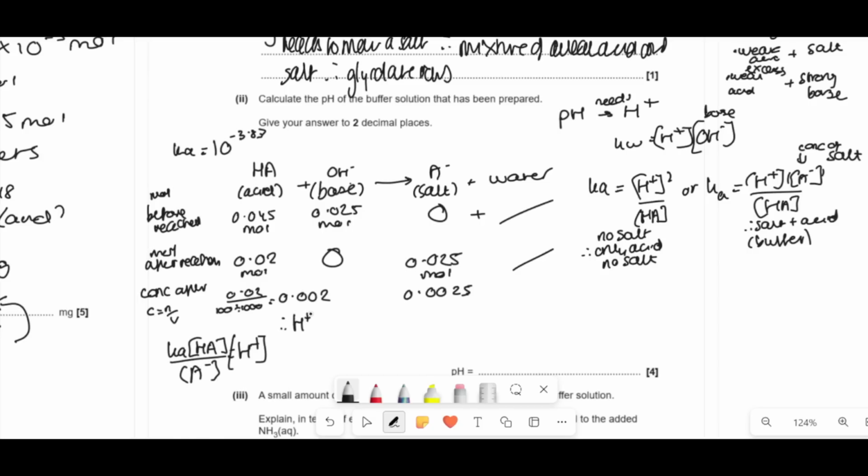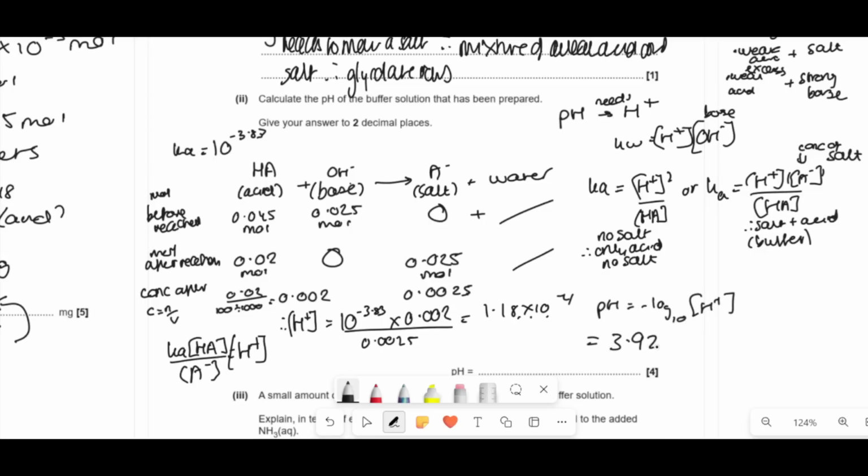Therefore, H plus is going to equal our Ka, which is 10 to the minus 3.83, times the HA, which is 0.2, all divided by our A minus, which is 0.25. That gives us 1.18 times 10 to the minus 4. Obviously, still write more decimal places, I'm just being lazy. Then negative log to the base 10 of that, because pH is negative log base 10 of the H plus. That gives you 3.926, which is roughly 3.93. You should do it to two decimal places.